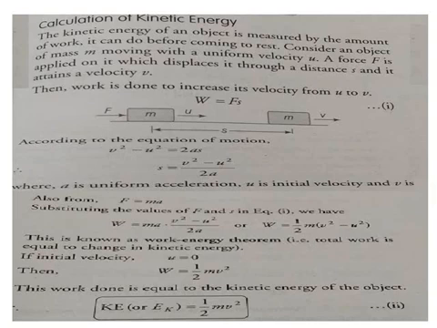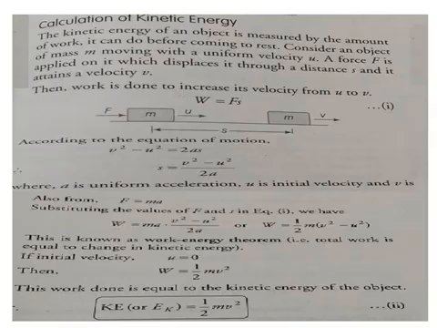Also we know that F is equal to ma, where F is force, m is the mass, a is the acceleration. Substituting the value of F and s in equation 1. So in equation 1, W is equal to Fs. Let us substitute the value of F and s in that one.